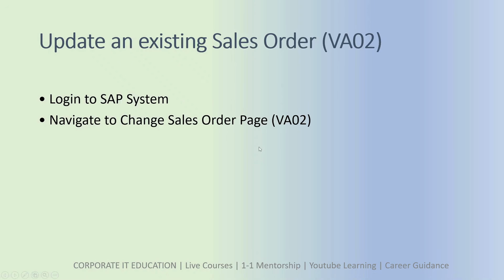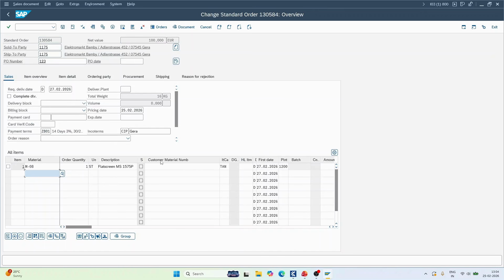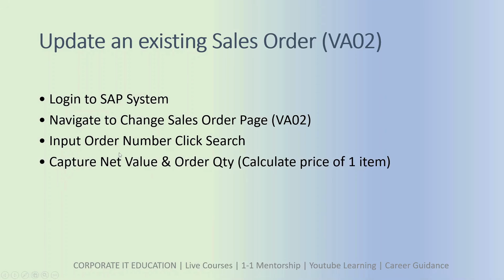Now we need to know the order number, and that order number should be existing for us to perform an update. For now, we will use an existing order number which we know already. So this is the order number which I have created before, 130584. So I'm going to just use that. You click on search, or you can press enter as well. Both are going to work, whatever works fine with you.